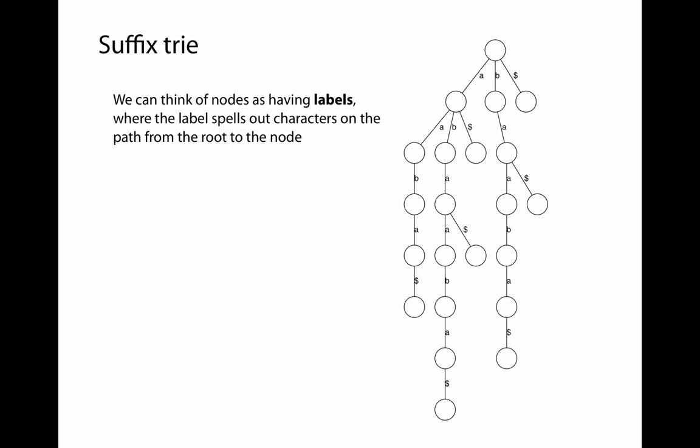So sometimes we'll think of the nodes of the suffix trie as having labels, where the label just spells out the characters that are on the path from the root to that node. So for example, this node here might have the label BAA, because if you look at the characters along the path from the root, they're BAA.